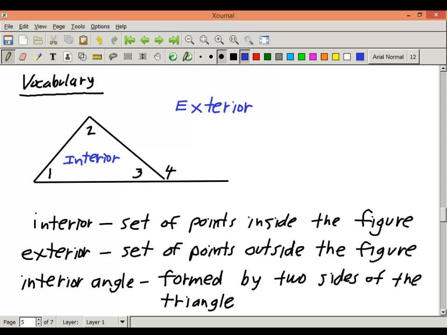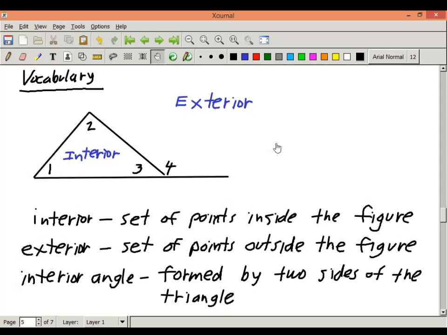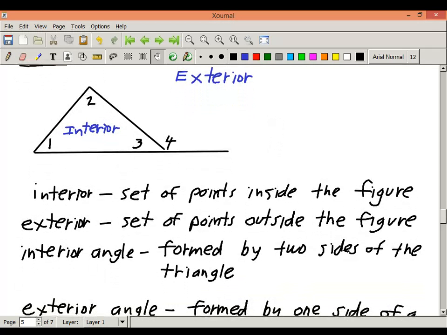An interior angle is formed by two sides of a triangle. Let me move this up a little bit. So I'm going to highlight one of the interior angles. Angle 1 is one of the interior angles. You could have also had angle 2, which is an interior angle because its sides are formed by two sides of the triangle. And we've got angle 3, which is also interior. So angles 1, 2, and 3 are all interior angles.